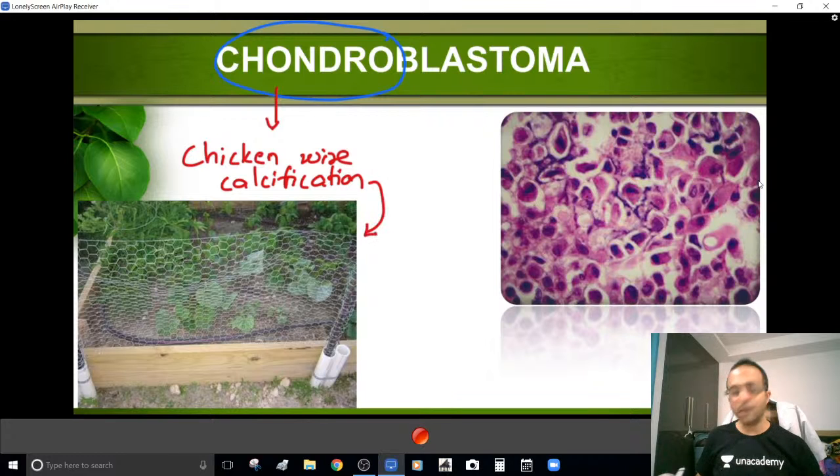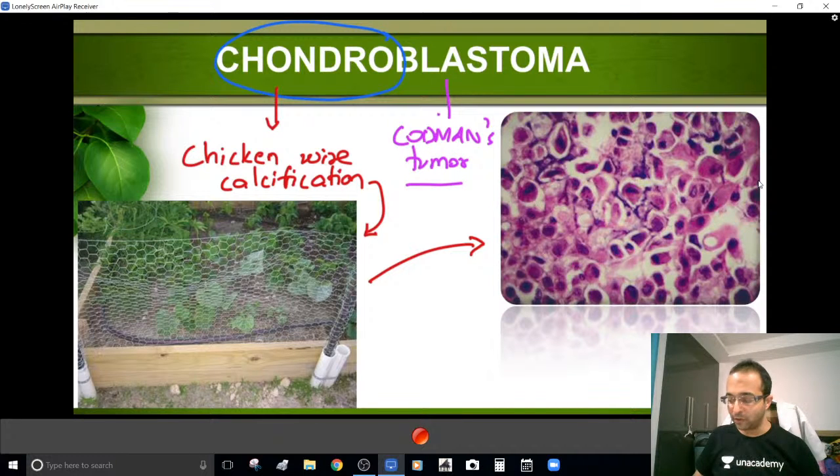Chicken wire is basically a fence that is used to guard the homes. So this is the biopsy that's giving so much calcification, that's giving that appearance of a chicken wire fence. And in fact, this biopsy was given to us by this person called Codman. He described this biopsy. So many people also call chondroblastoma Codman's tumor.